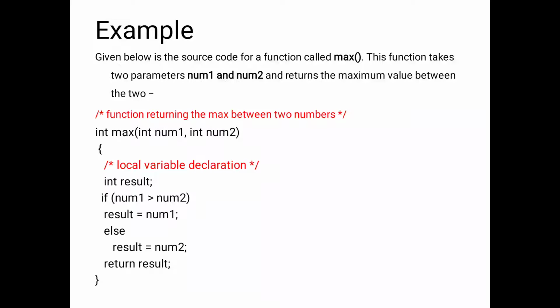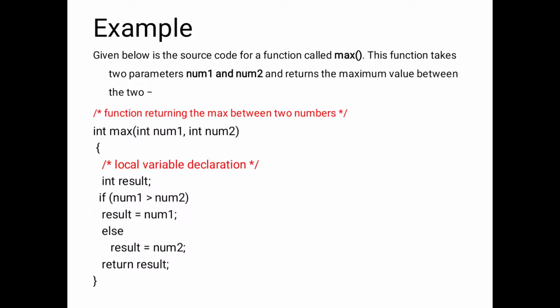So here is one example regarding the function. Here is some source code of a function called max. You are going to find out the maximum of any two numbers. The function takes two parameters, because I want to know the maximum among the two values. You need to declare two, that is num1 and num2, and it returns the maximum value between the two. So you call the function by the name max.